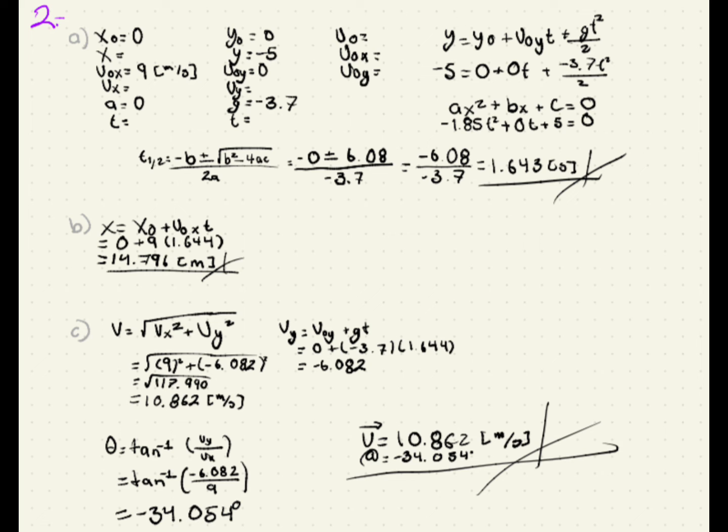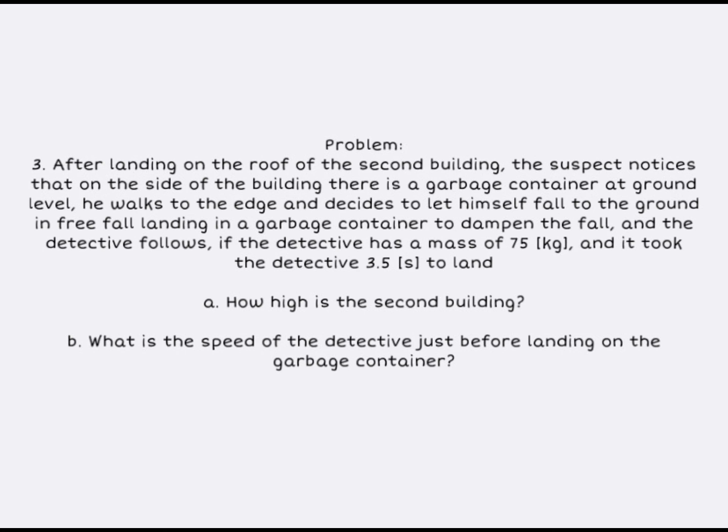3. After landing on the roof of the second building, the suspect notices that on the side of the building there is a garbage container at ground level. He walks to the edge and decides to let himself fall to the ground in free fall, landing in a garbage container to dampen the fall, and the detective follows. If the detective has a mass of 75 kilograms and it took 3.5 seconds to land, A. How high is the second building? B. What is the speed of the detective just before landing on the garbage container?